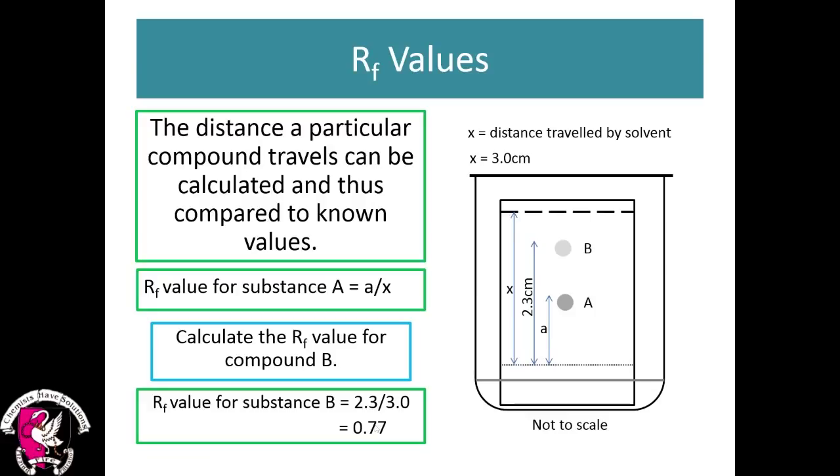It will always be less than 1, okay? It will always be a decimal less than 1 because obviously if it moved all the way up with the solvent, it would be 3 divided by 3, which is 1. So it's basically a fraction of 1. So it's like a percentage. So this moved up basically 77% of the way up, whereas A is obviously going to be a lower number than that. So it allows us to compare how far a particular compound will move with the mobile phase. And we can actually compare these values to known values to allow us to get a bit more information.